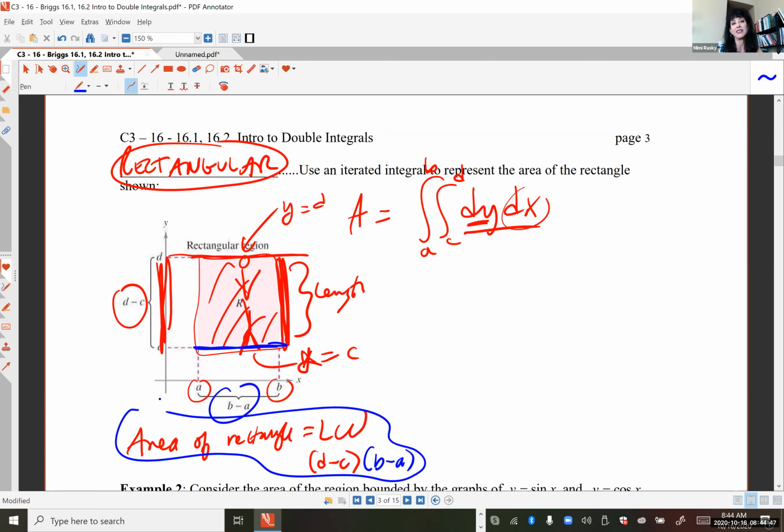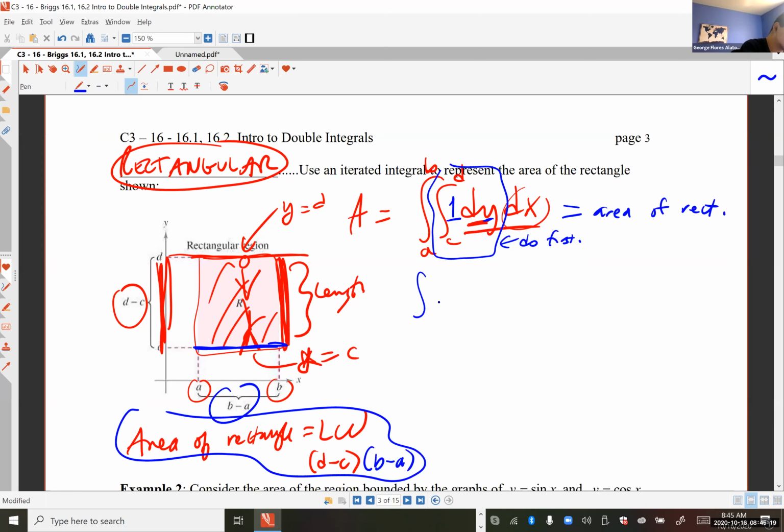No calculus needed. That's overkill to use calculus to find the area of a rectangle. But in fact, we're going to do a double integral, and the double integral representing the area of the rectangle is right here. So let's do this in slow motion. The innermost integral always has to be done first. So do this first. And then what do you have? Well, what is the antiderivative of 1, because that's understood to be the integrand, with respect to y? You're doing the opposite of differentiation. So just y, and you're going to evaluate y going from the limits of c to d.